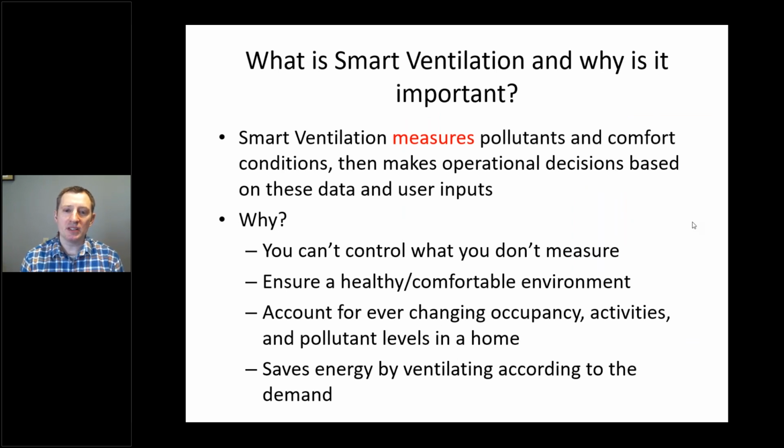Now, smart ventilation specifically measures pollutants and other comfort conditions, and it makes operational decisions based on the data it's collecting, and also the set points by the users or occupants. It's important to shift towards this kind of control, because things you aren't measuring, you can't accurately control. It's like trying to drive your car without a speedometer. There may be a setting that you think you should set it to, but if you're just guessing based on how fast you think you're going, you're not going to be going the right speed.